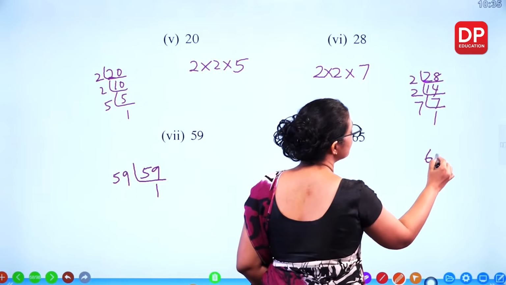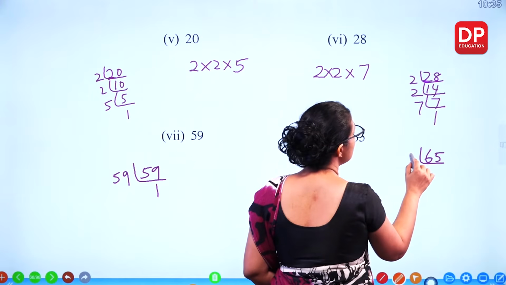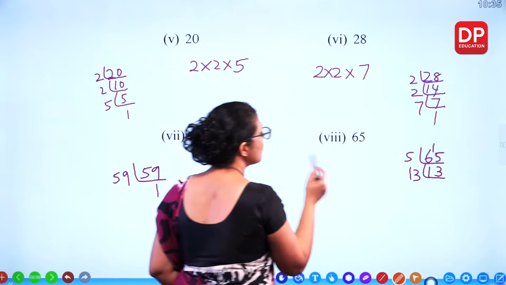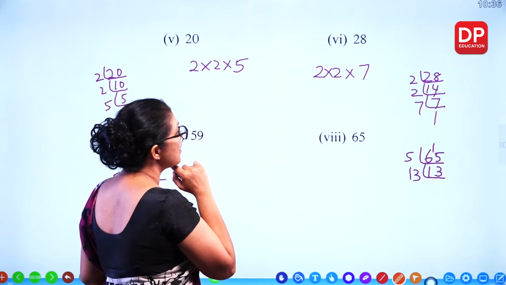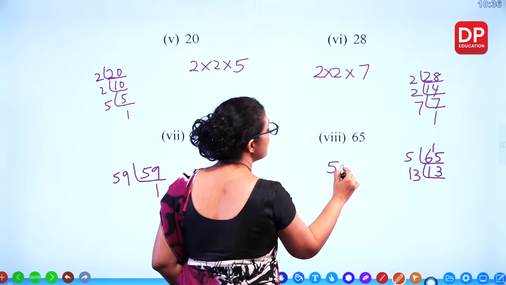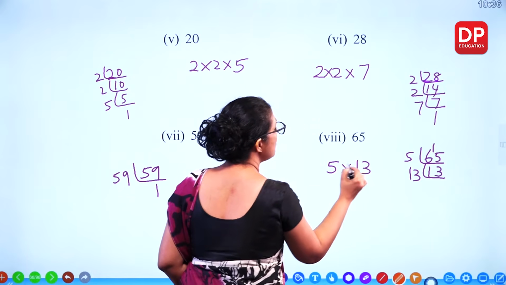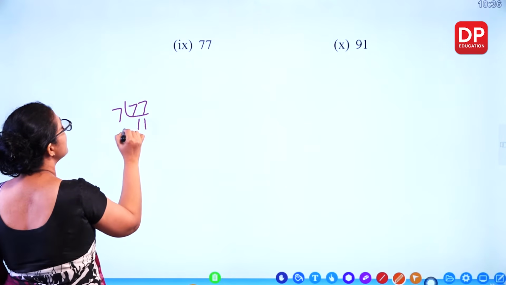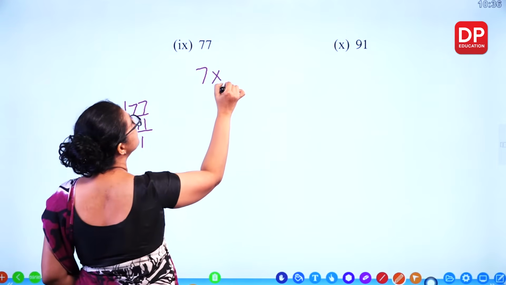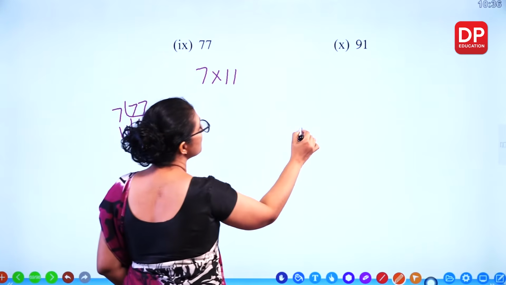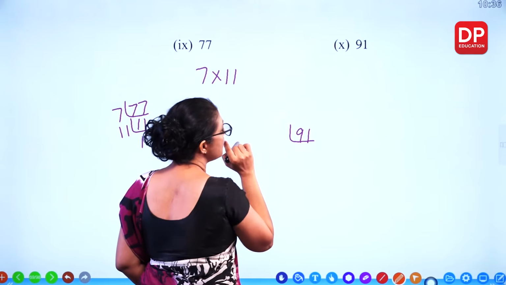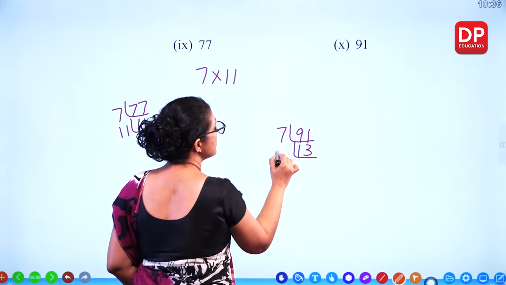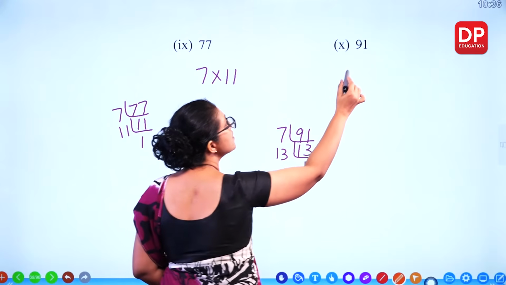65. Divisible by 5 and 13. So 5 times 13. You are asked to write in prime factors: 5 and 13, both are prime factors. 77. 7 with 11. 7 times 11. 91. You can divide by 7 and 13. So 7 into 13.